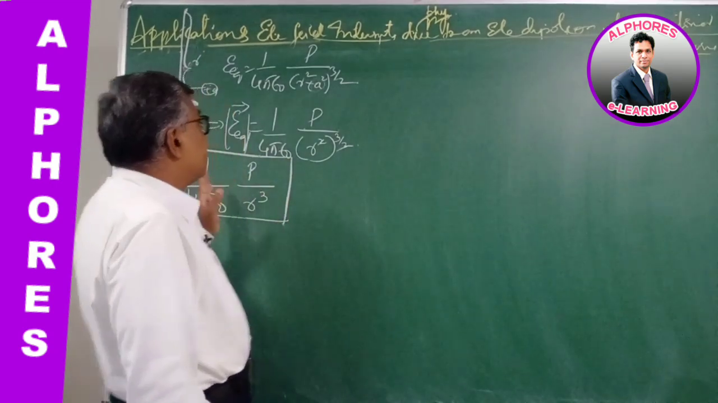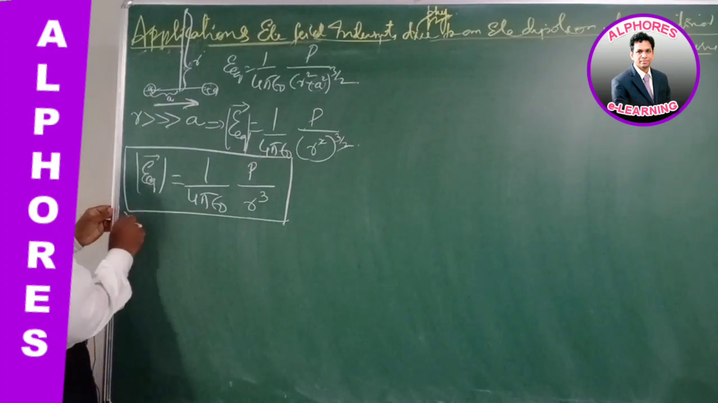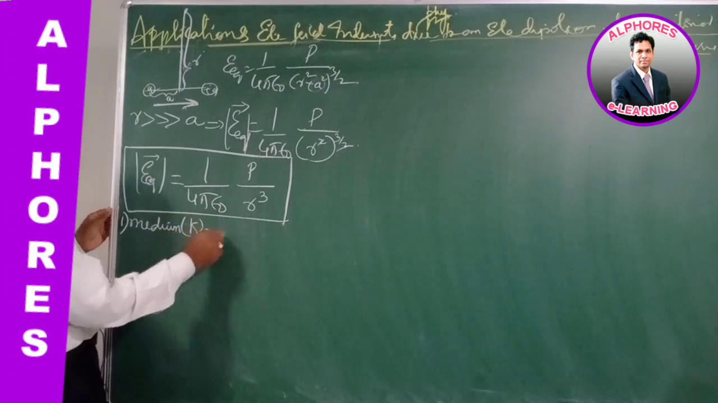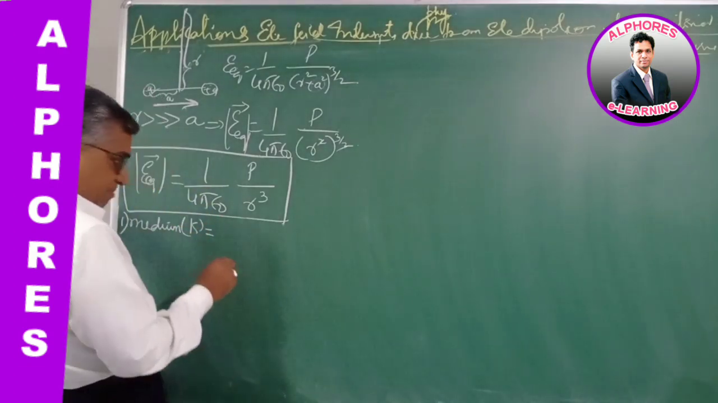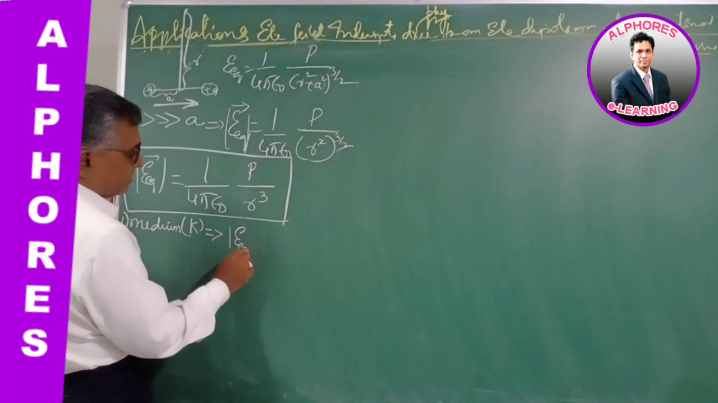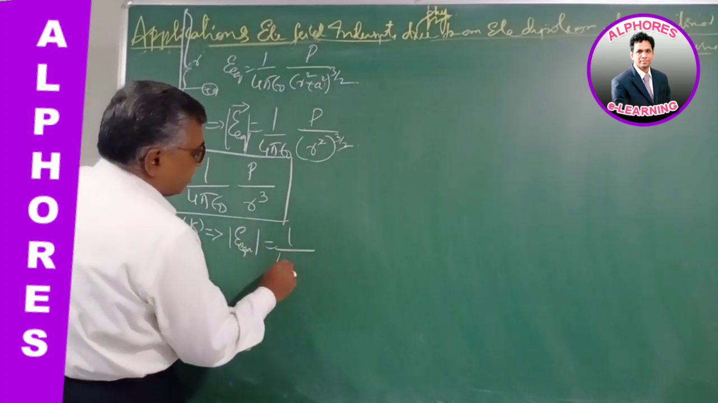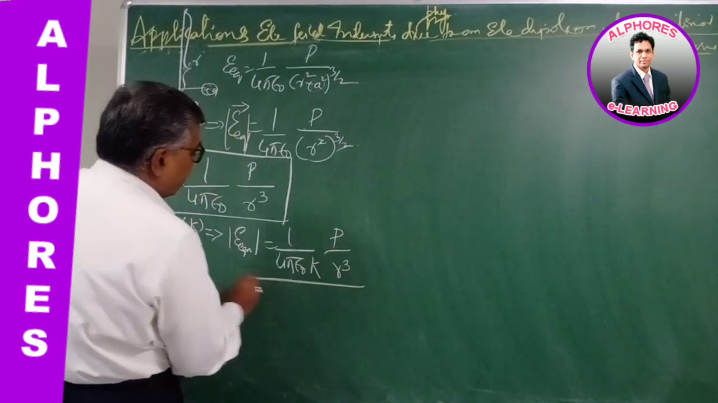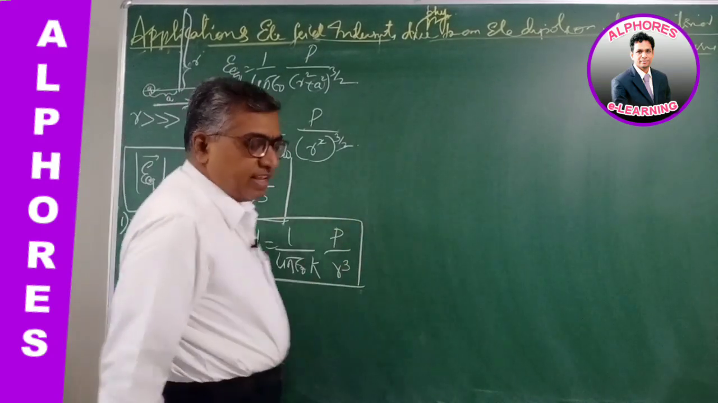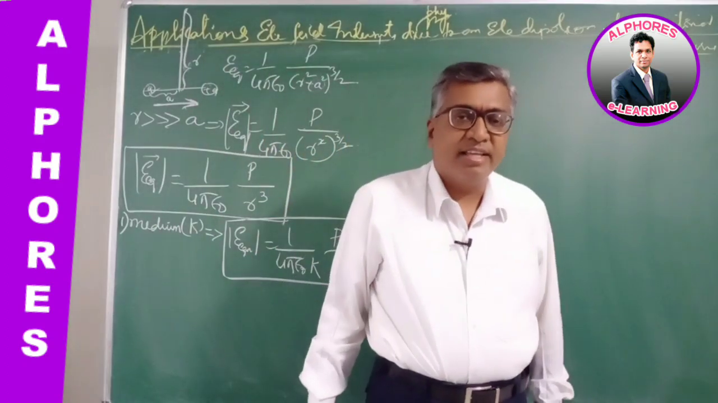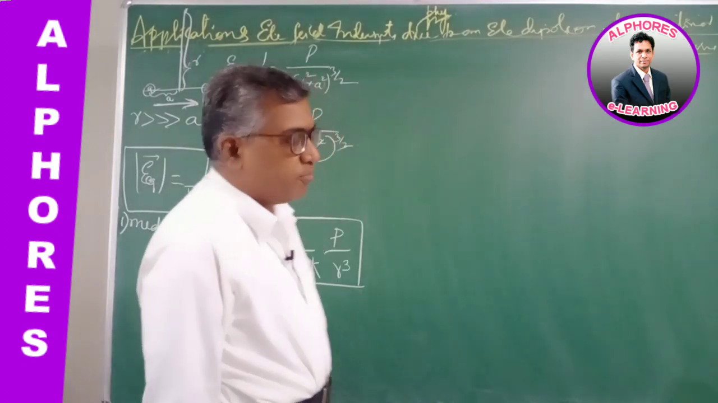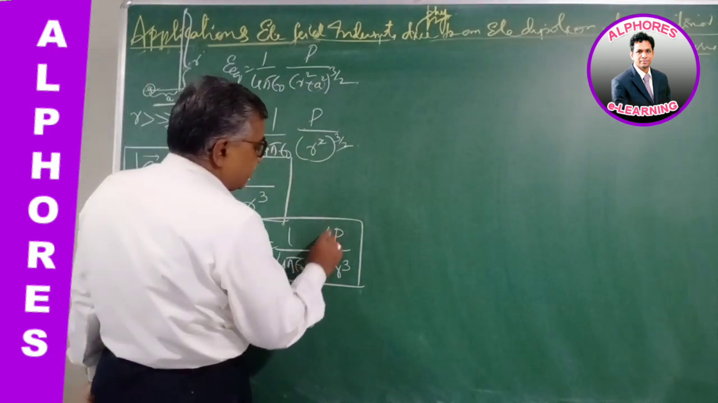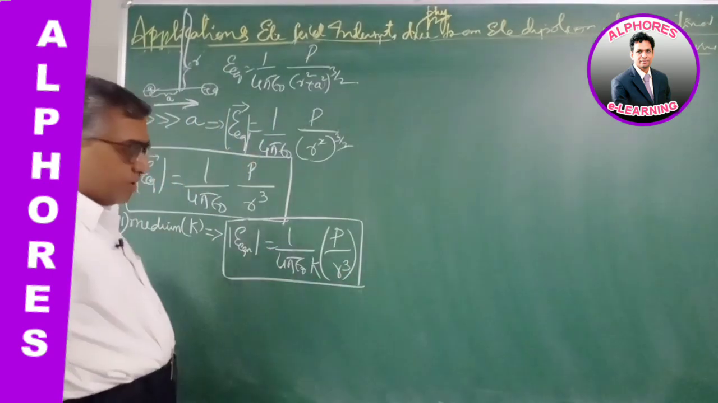Again, if this is in a medium of dielectric constant K instead of air, then the electric field strength on the equatorial line can be written as 1 by 4 pi epsilon naught K, p by r cube. This is the formula for the electric field intensity on the equatorial line of a short dipole. A is negligible, the distance between the charges is negligible.